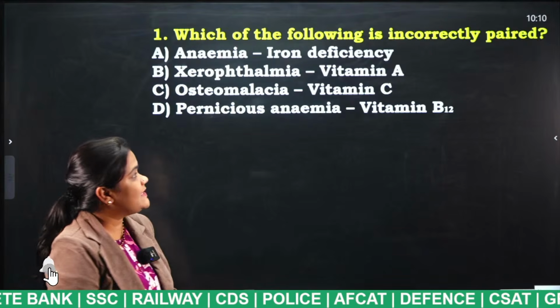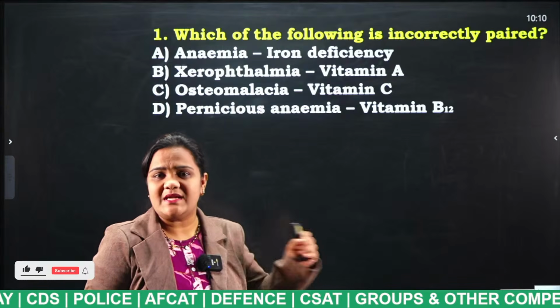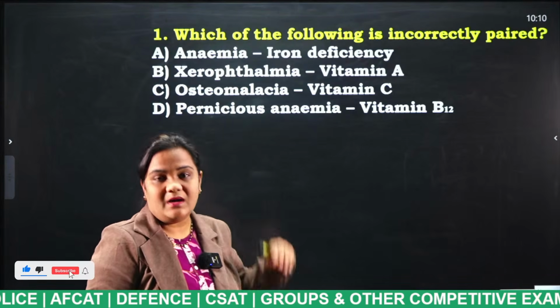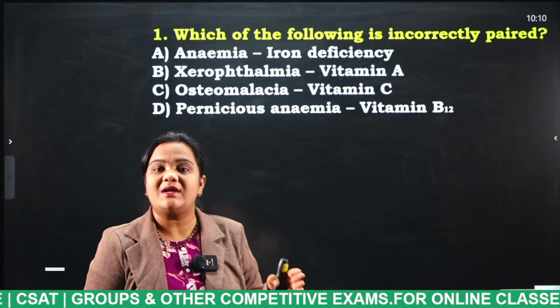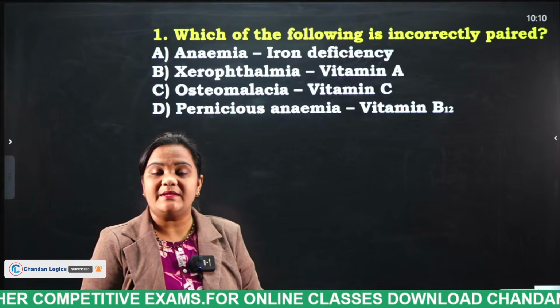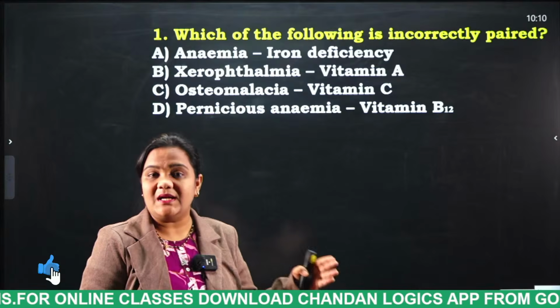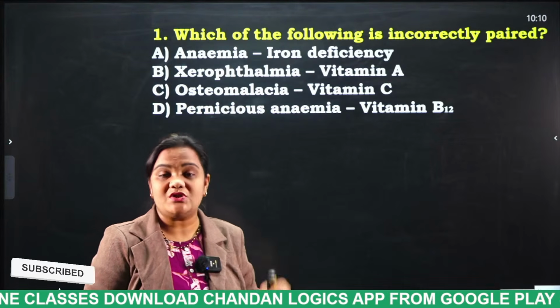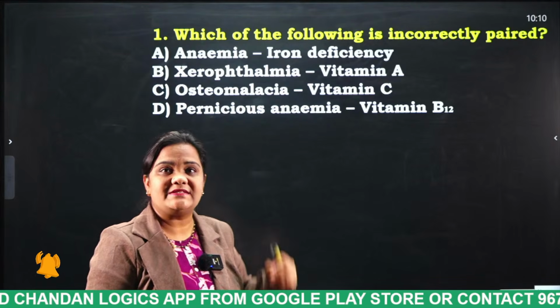What might be the answer? So this question is related to vitamins. In each and every set, a question is from vitamins. So each and every student, compulsorily you have to learn the types of vitamins: how many types of vitamins are there, what are the scientific names of those vitamins, and what are the diseases caused due to the deficiency of those vitamins. Very important topic for each and every examination.